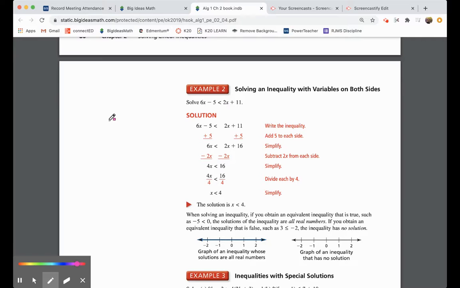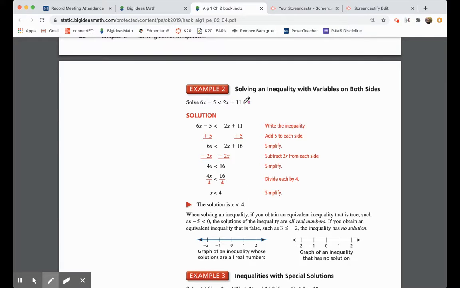Okay, so example 2, we're going to look at when we have variables on both sides of the inequality sign. So right here we have 6x minus 5 is less than 2x plus 11. So we have two different x's. So before we can solve for x, we have to get these together. They are on opposite sides of the inequality sign, so we have to do the opposite to move them. They moved the other number first, and I don't really like that, but we'll look at what they did.